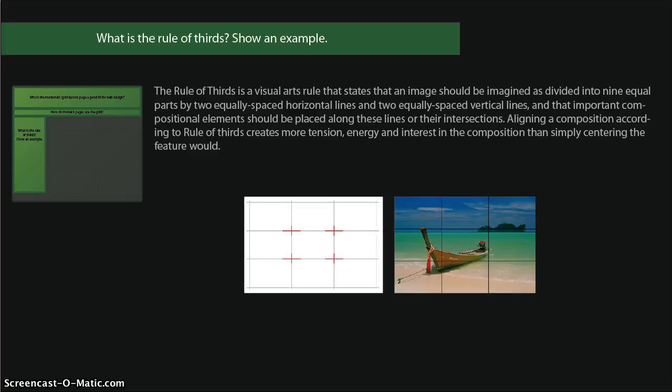Aligning a composition according to the rule of thirds creates more tension, energy, and interest in the composition than simply centering the feature would.